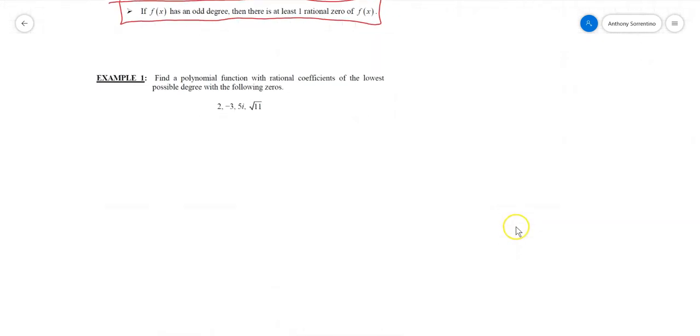So, how do we make use of these rules we just talked about? We want to find a polynomial function with rational coefficients of the lowest possible degree with the following zeros. Okay, so we know that we have 2 as a 0, -3 as a 0, 5i as a 0, and square root 11 as a 0.